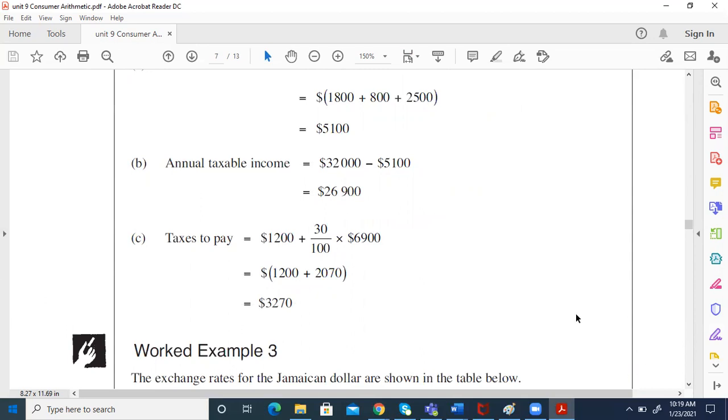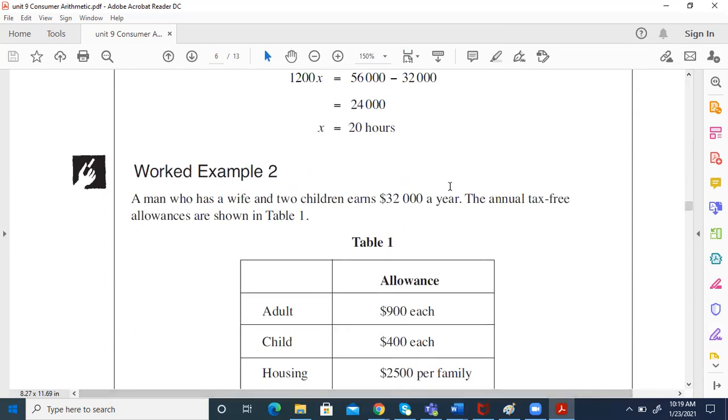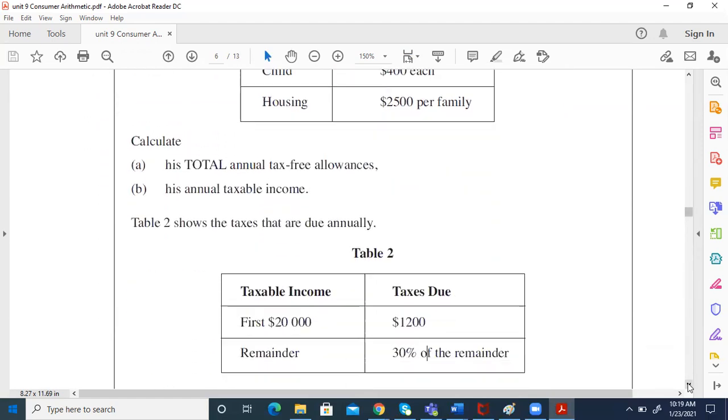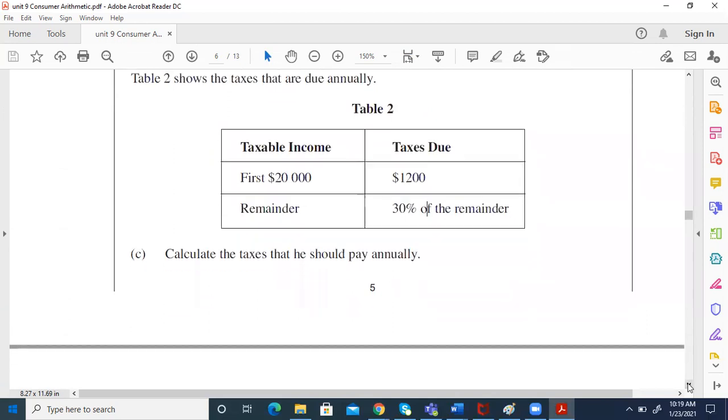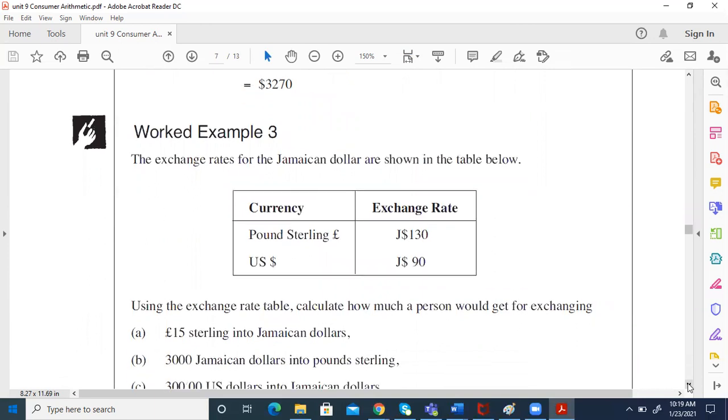So you see just that little understanding right here about what is taxable and what is tax-free allowance. That's a key thing to remember here. Everything else is common sense, yeah? Okay. So just remember that. So let's move ahead.